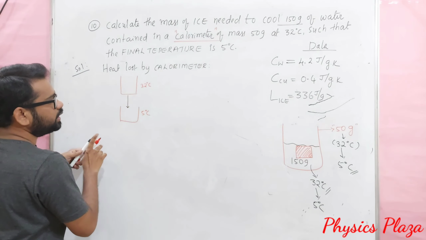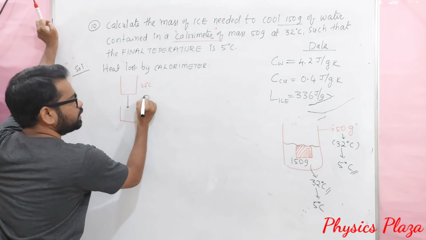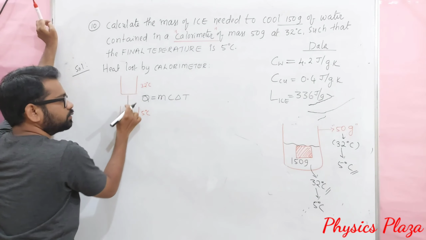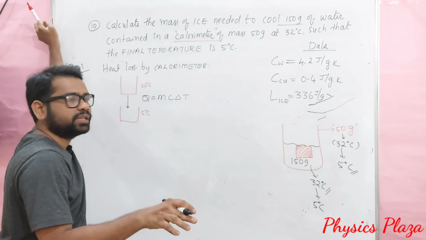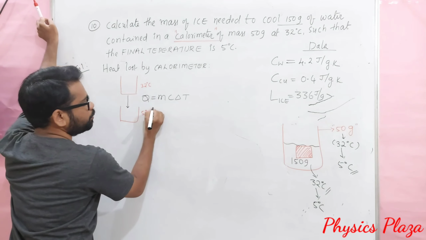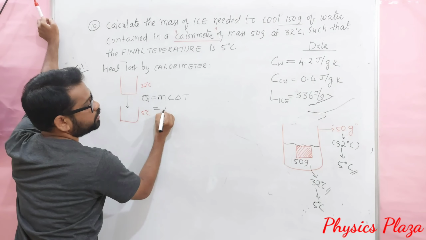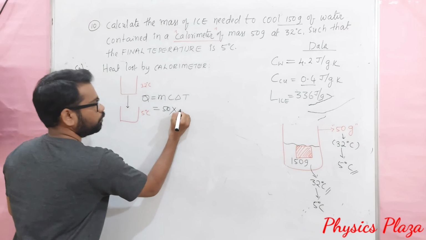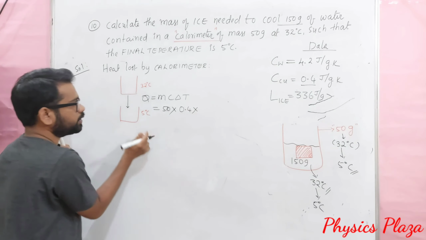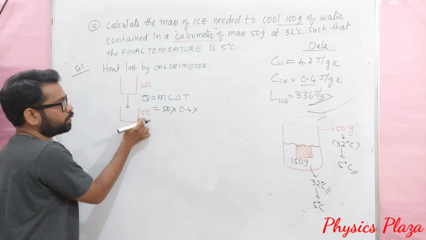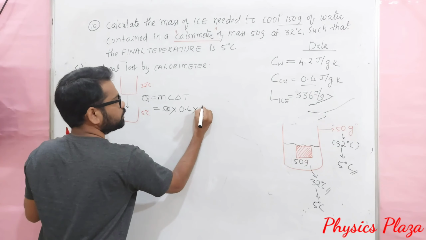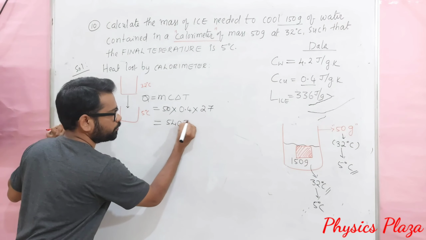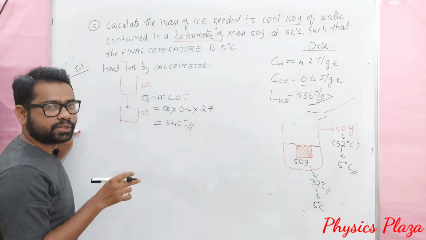So during this process, it will lose some heat. Let us calculate Q is equal to mc delta T. Children, there is no change in state. The copper vessel is still a copper vessel, just its temperature is reduced. The mass of the copper vessel is given as 50, the specific capacity is 0.4, and the change in temperature is 32 minus 5, which is very important. 32 minus 5 is 27. This we get 540 joules. So this is the heat lost by the copper vessel.